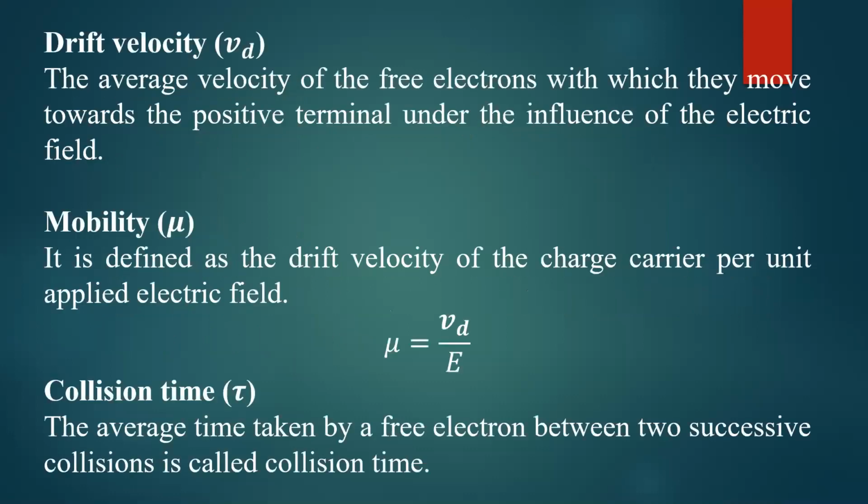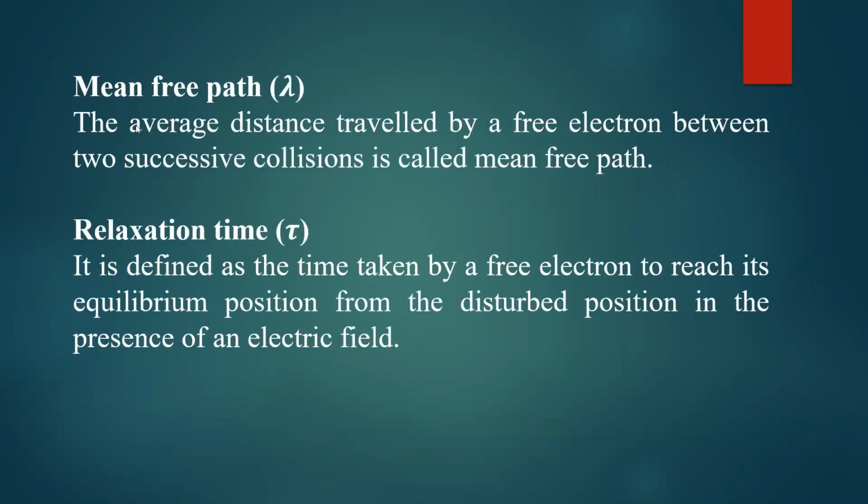Okay, these 5 points you have to remember. I will recall. One, the drift velocity. It is the velocity of the electron in the presence of electric field. Mobility is the drift velocity per unit electric field. It is given by Vd by E. Collision time is the average time taken by the free electron between two successive collisions. Mean free path is the average distance traveled by a free electron between two successive collisions. Then relaxation time is the time taken by a free electron to reach its equilibrium position from the disturbed position.